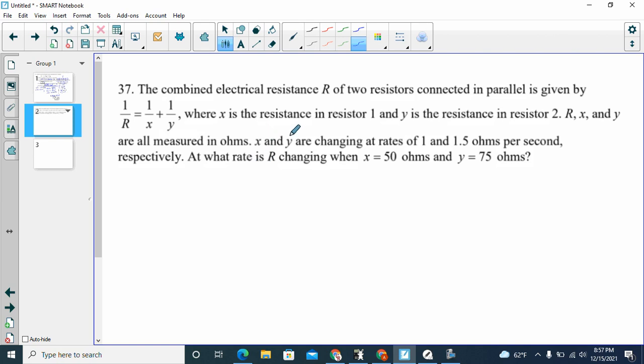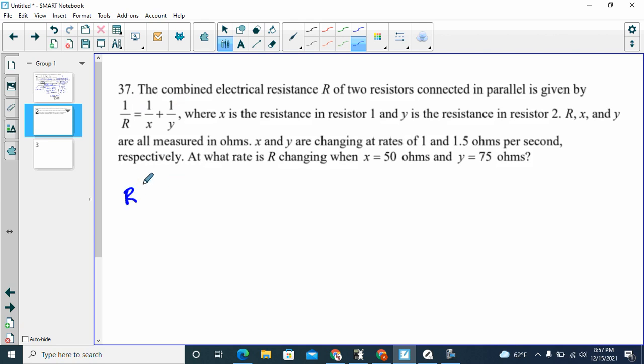Notice the rates of x and y are given. Notice they're both given per second. So we're given dx/dt and dy/dt. We are looking for dR/dt. So we're given 1/R equals 1/x plus 1/y. It's probably going to be easiest.